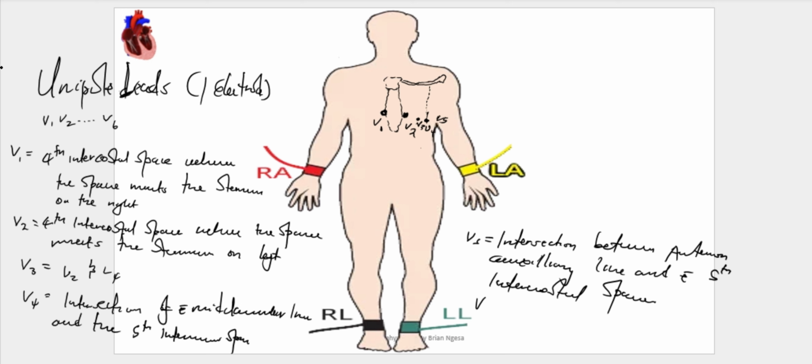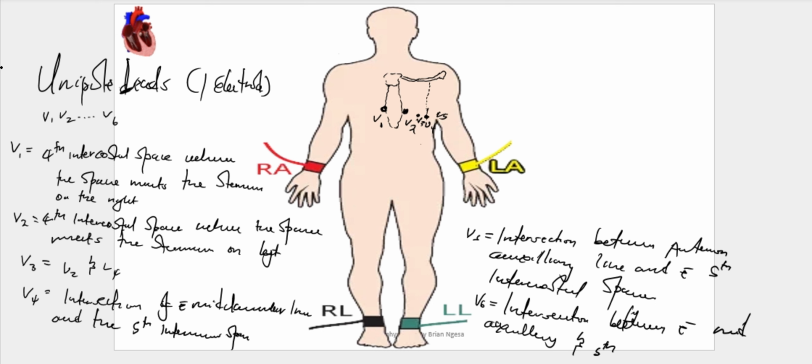So where do you place your V6? At the intersection between, of course, the mid axillary line and the fifth intercostal space. So this will place it in the same plane but somewhat posterior. So for us to get that 3D effect, let's put it somewhere above. So this is where we are placing our V6.